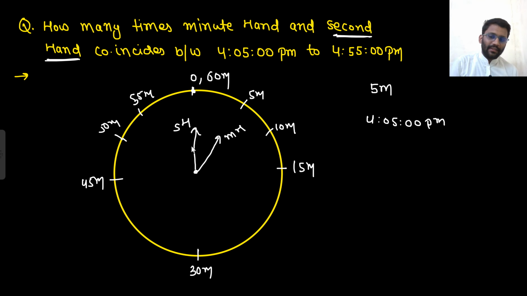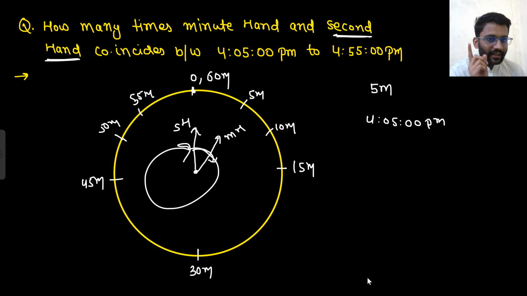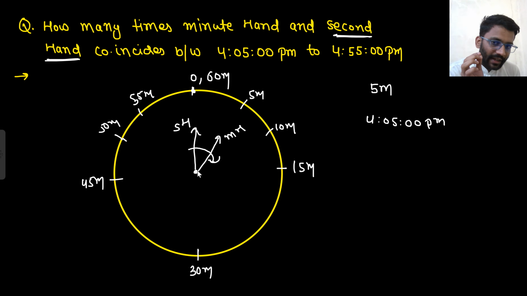Now what will happen? This second hand will start moving. After some time, after 5 seconds, where will you find this second hand? Tell me. After 5 seconds. In 60 seconds, it will cover the complete circle, right? After nearly 5 seconds, where would you find it? At this. After 5 seconds, it will be at this.